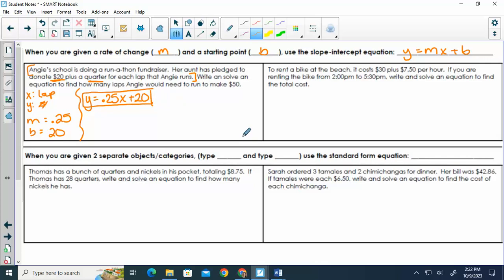All right. Now that my equation is written, I can go back and answer the second question. I want to find how many laps Angie would need to run to make $50. Okay, the second problem that I saw was not plugging that in for the correct variable. So which variable is our money? The y was our money. That's why we wrote that down. So I know my y is 50. So I'm going to plug in 50 for my y and solve this.